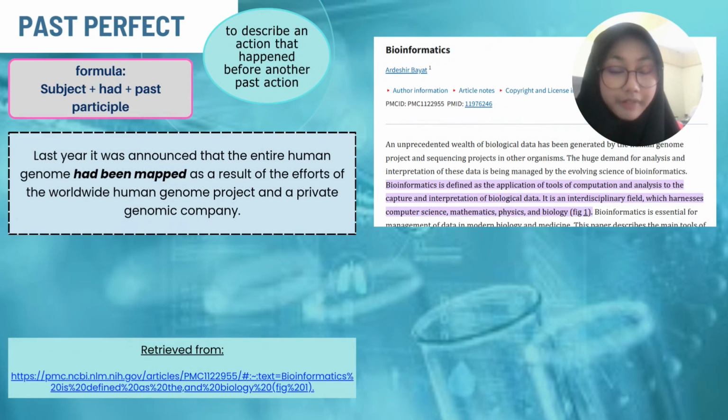Past perfect. Past perfect is used to describe an action that happened before another past action. The formula for past perfect is subject plus had plus past participle. Let's go to the example.